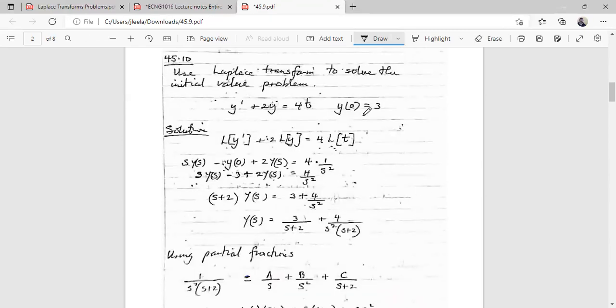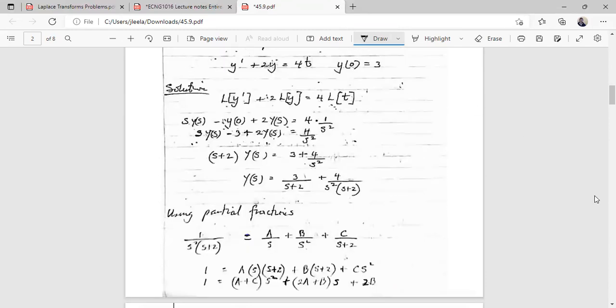So again, the initial condition here, y(0) is 3. We take the Laplace transform throughout. We get sY(s) minus y(0) plus 2Y(s) is equal to 4 times the Laplace of t, which is 4 times 1 over s squared. So you end up with sY(s) minus 3 plus 2Y(s) is 4 over s squared.